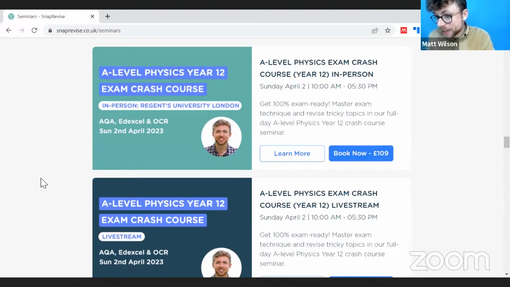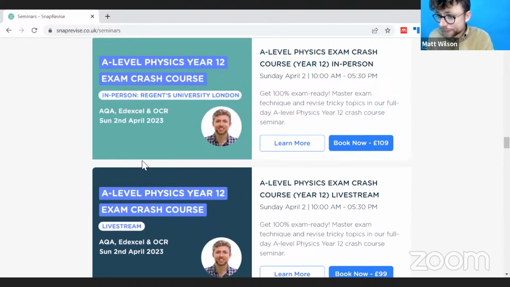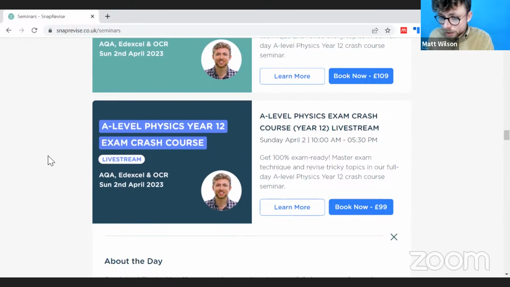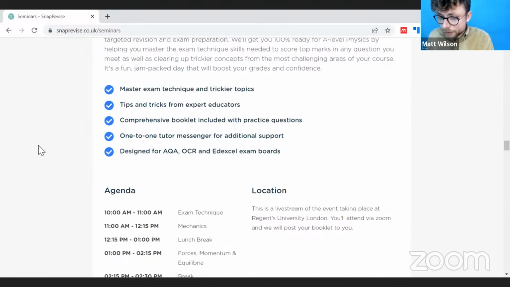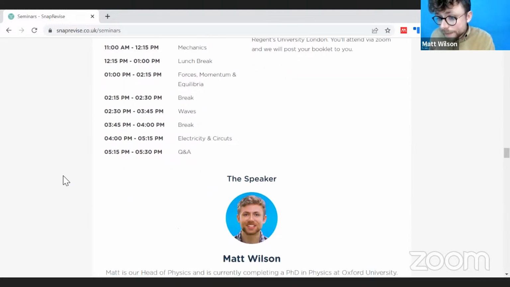Okay, so there's 2 days. There's an A-level day and an AS day, so there's a year 12 day and a year 13 day. In person, 109 quid. Online, slightly cheaper, 99 quid. And if we look at these, you'll be able to see a bit more about what we're going through. So on the year 12 day, we'll do the exam technique in the morning. Then we're going to go through mechanics, forces, momentum, equilibria, waves, and electricity and circuits.